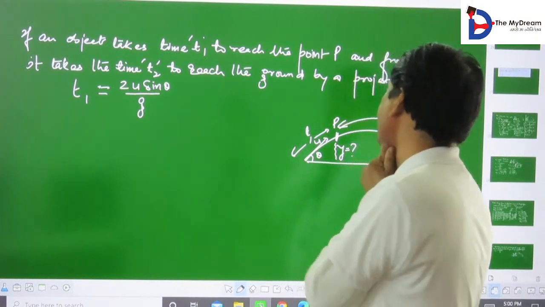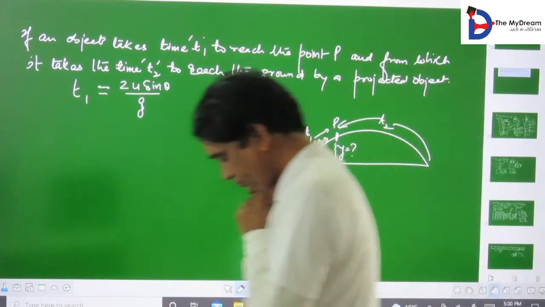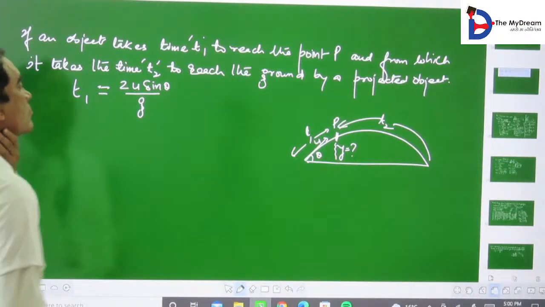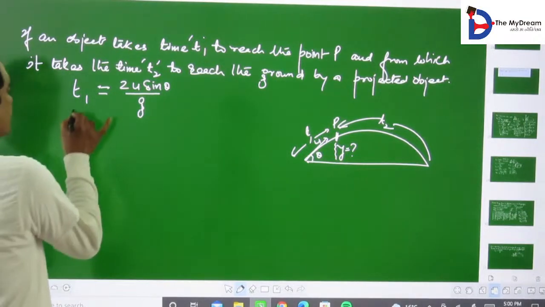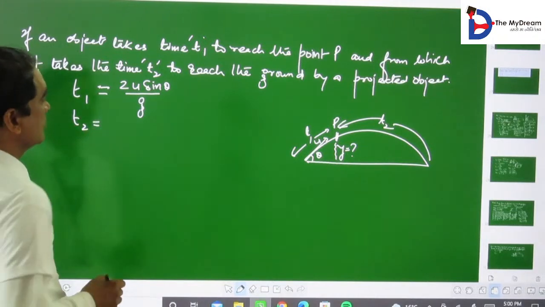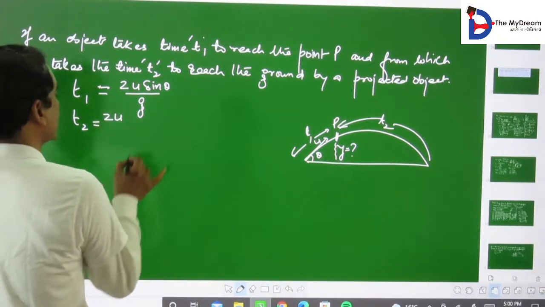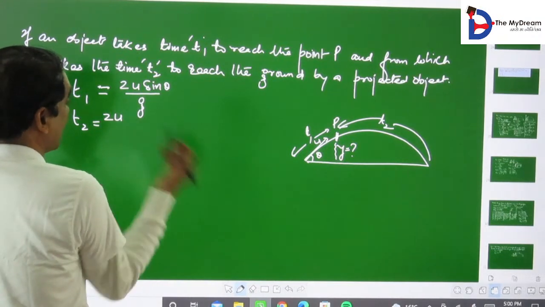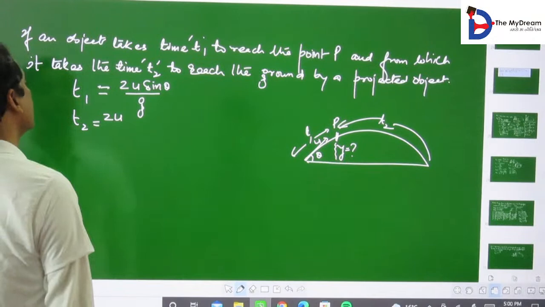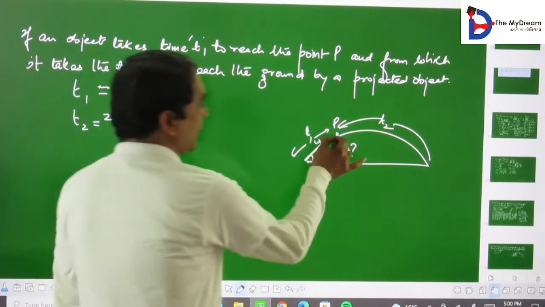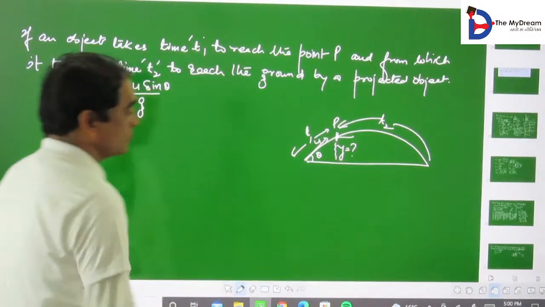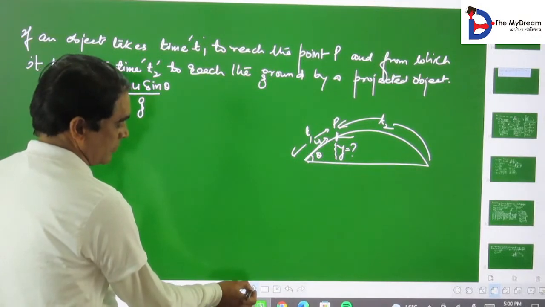और t2 कितना है? t2 कितना? t2 twice of u. बताओ. बताइए. क्या हुआ? नहीं पता चला? आपको इसलिए नहीं पता चला क्योंकि आपको यहाँ का एंगल ऑफ प्रोजेक्शन नहीं पता. तो क्या करें? तो बेटे हम क्या करेंगे?